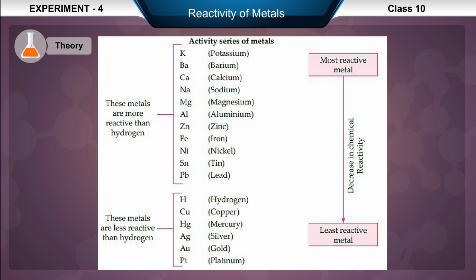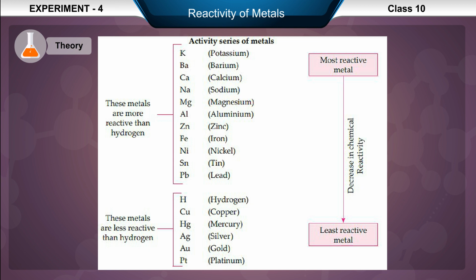Potassium. Ba, barium. Ca, calcium. Na, sodium. Mg, magnesium. Al, aluminium. Zn, zinc. Fe, iron. Ni, nickel. Sn, tin. Pb, lead. These metals are more reactive than hydrogen.